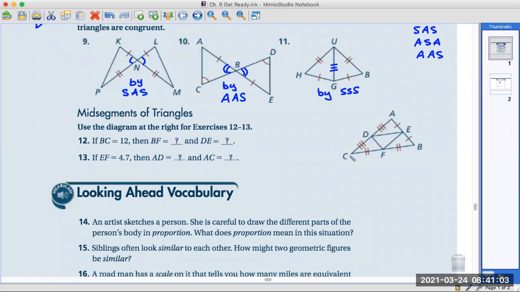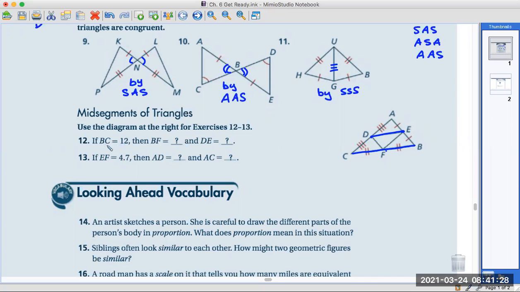Midsegments of triangles. If you look at the big triangle here, ACB, the midsegment starts at the midpoint of one side and goes to the midpoint of the other side. And these two are parallel. These two segments are parallel, and this midsegment is half the size of this side.